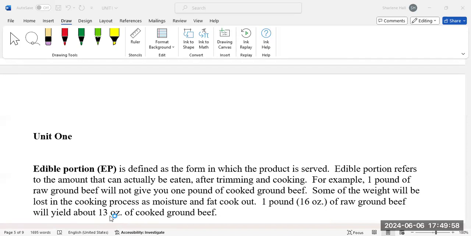Again, pause. Everybody understand what I talked about here with the edible portion? Yes, sir. Is there anybody in the class that doesn't understand what edible portion is? My edible portion refers to the amount that can actually be eaten after trimming and cooking.